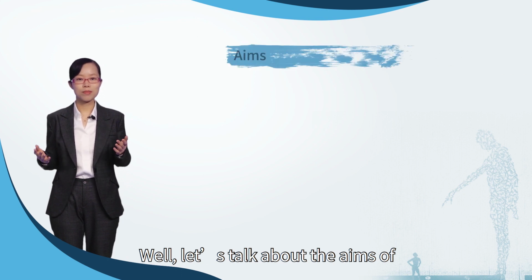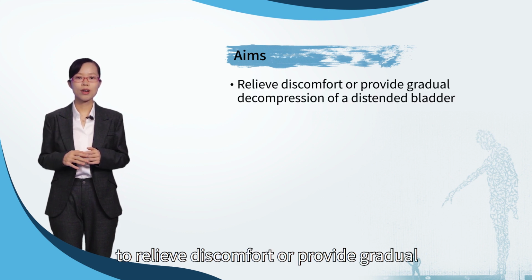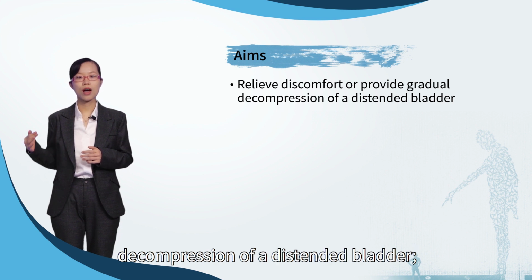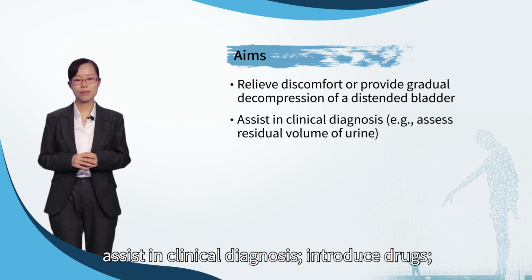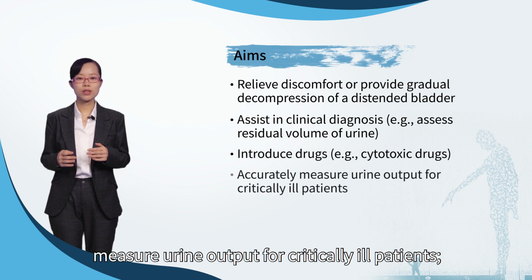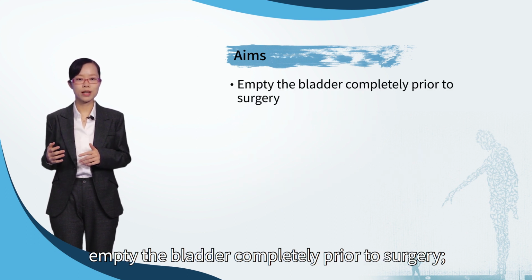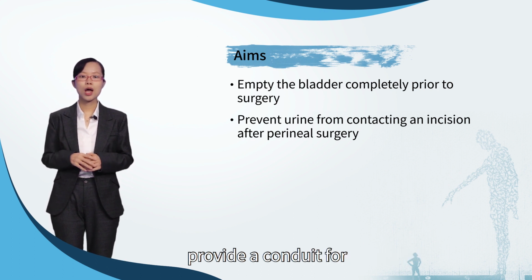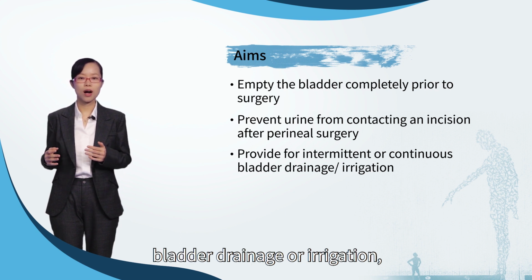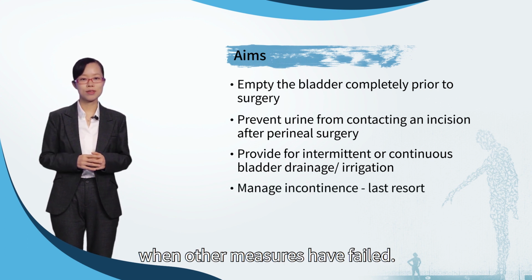Well, let's talk about the aims of inserting a urinary catheter: to relieve discomforts or provide gradual decompression of a distended bladder, assist in clinical diagnosis, introduce drugs, measure urine outputs for critically ill patients, empty the bladder completely prior to surgery, prevent urine from contacting an incision after perineal surgery, provide a conduit for bladder drainage or irrigation, and manage incontinence when other measures have failed.